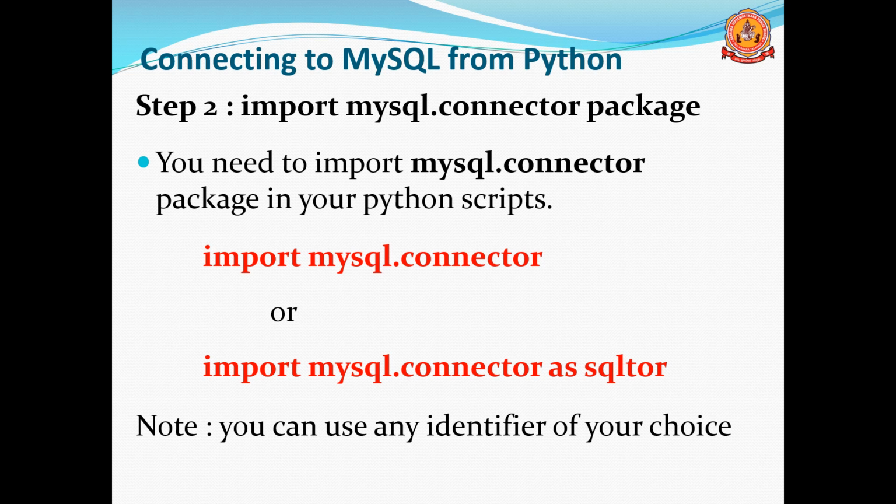So here the second method is providing an alias name. Alias name means one more name is provided for mysql.connector. So you can open mysql.connector with that name, and remember, any identifier. I just gave the example as sqltar here. So we can use any other identifier of your choice. If you want, you can use your own name also.